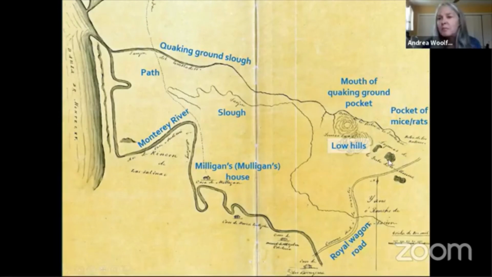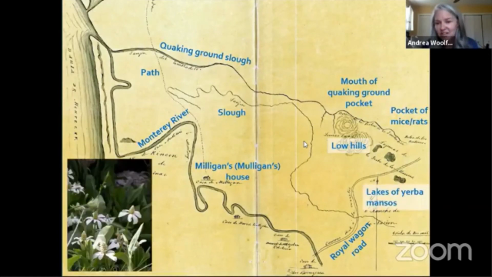And my little face here. One of my favorite details on this map is this peninsula in the back that they called the pocket of mice or rats. There were apparently some sort of rodents in some kind of great quantities that made people call it that. I just wish I knew what that was all about. Very interesting.